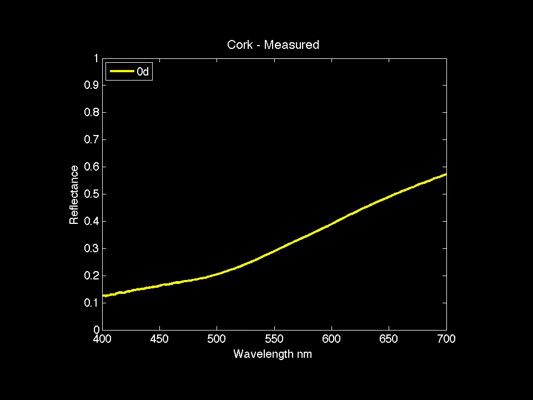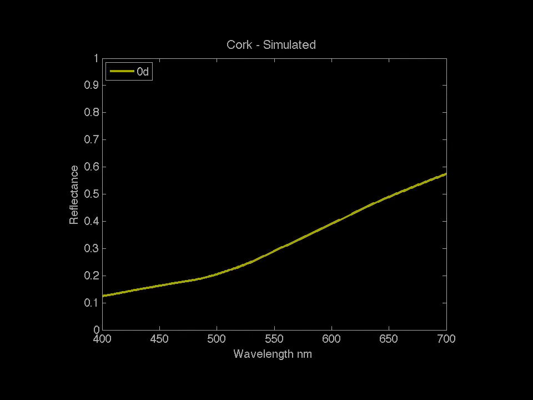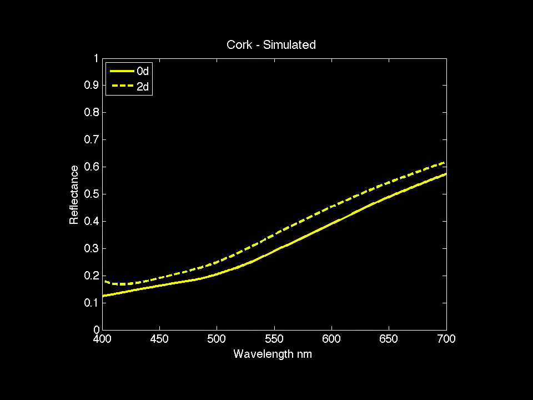For the cork sample, the measured curves maintained their general shape while increasing in value over time due to the simultaneous yellowing of lignin and fading of the remaining material constituents. As it can be observed in the corresponding simulated curves, this behavior was also qualitatively captured by the proposed framework.